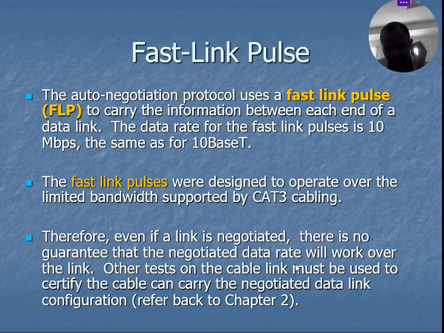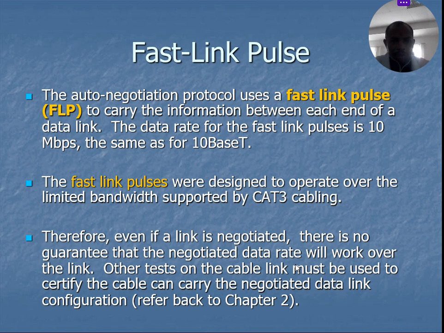Now let's take a look at what we call the fast link pulse, because auto negotiation uses the fast link pulse, FLP. They use it to carry information between each end of a data link, from one end to the other end. The data rate for the fast link pulse is usually 10 megabit per second, which is the same as 10BASE-T. Whenever we say 10BASE-T, we are referring to 10 megabit per second.